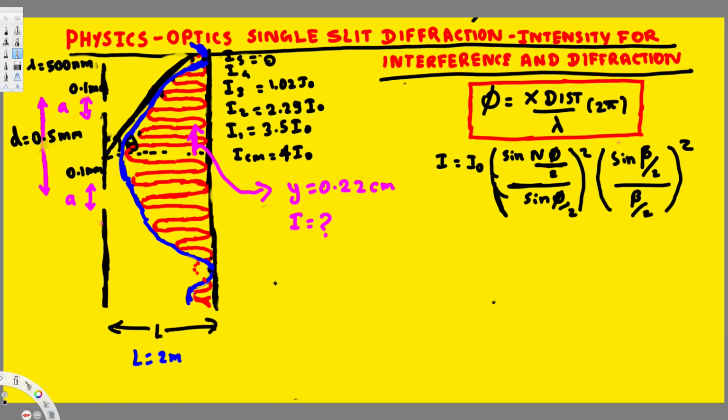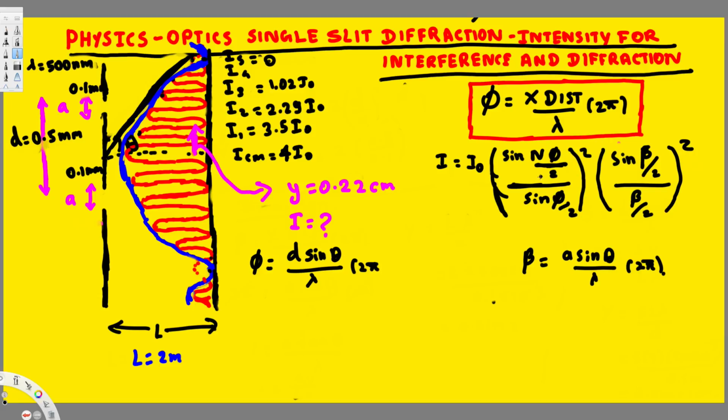Now let's start with the interference pattern, that is phi is equal to x distance. For the interference pattern the x distance is going to be the distance between the 2 slits, that is d, times sine theta. The difference between interference and diffraction is that here we multiply d by sine theta. For the diffraction pattern we multiply the slit width, that is a, times sine theta, over lambda times 2 pi. We have to put 2 pi here, and here also we have to put 2 pi.